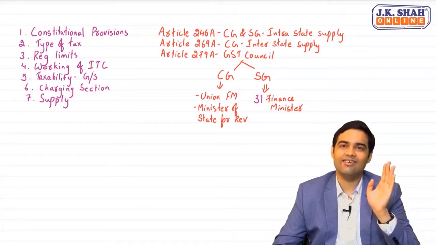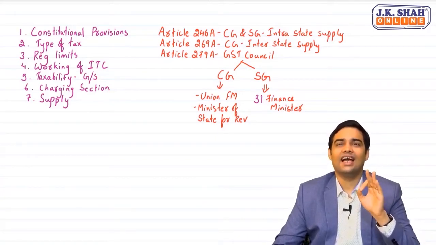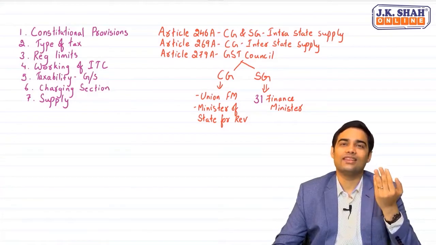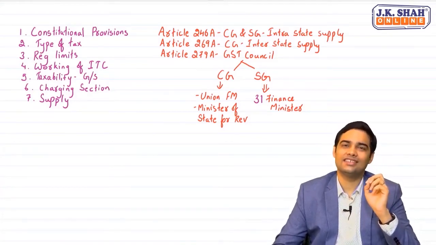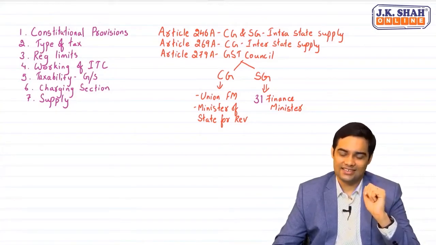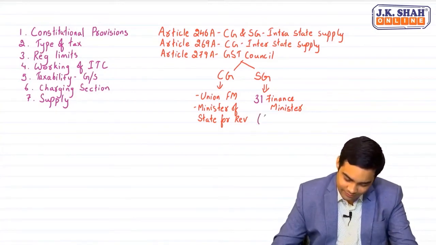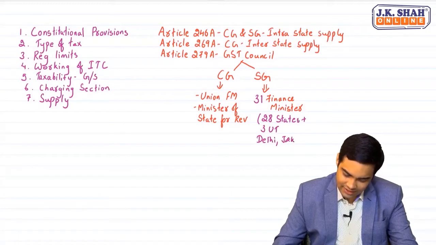Never applied anywhere else. It is only for the purpose of GST. Because these 3 are union territories with legislature. With legislature meaning there would be elections happening in these 3 states. There would be an elected chief minister. There would be a finance minister in these union territories. So how do we get 31? 28 states plus 3 union territories, which is Delhi, Jammu and Kashmir and Pondicherry.